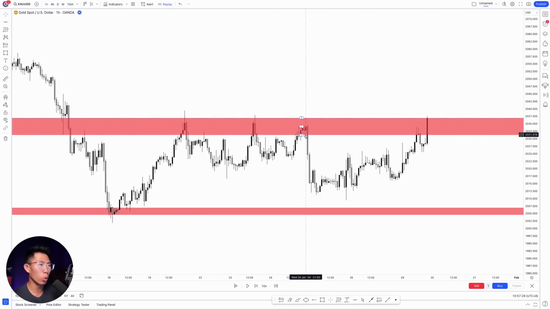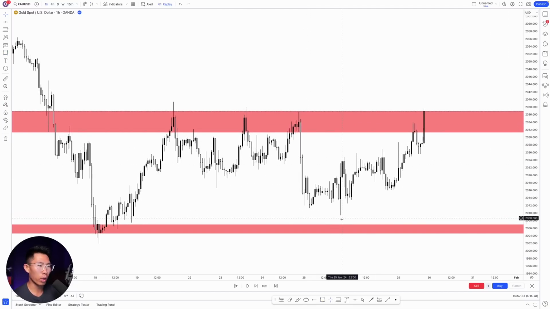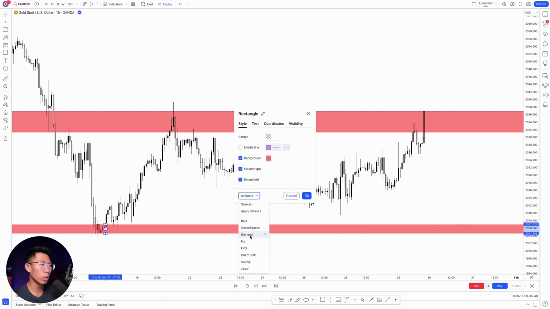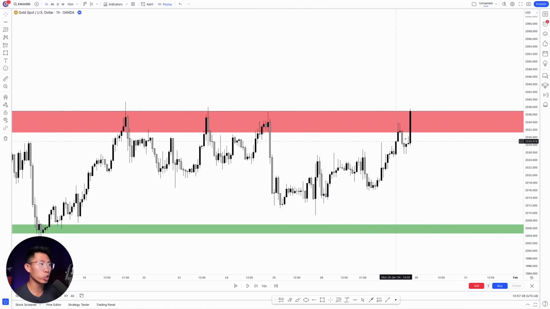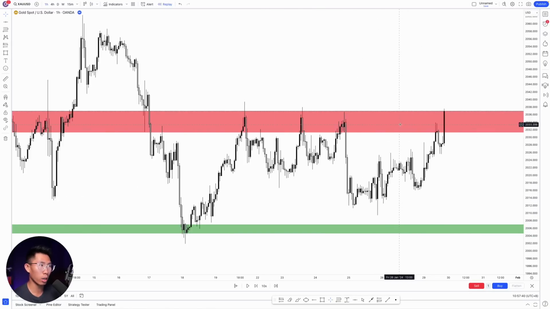You can see this is the high and the low of the candle right here, and over here we have our supply zone, and over here we have our demand zone, right? And right now you can see price approach this major supply zone area that we have right here.